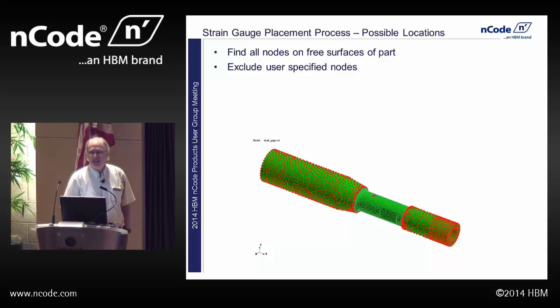Second thing it does is it allows the user to bring in a list of nodes that I can't put gauges on. And these right here are locations that the user has decided he doesn't want gauges. You know, we can't get gauges here because I actually have a clamp that's going to go onto that shaft. I can't have gauges inside the hole through here because I can't reach to gauge that location. But the user can control locations that he doesn't want gauges to be.